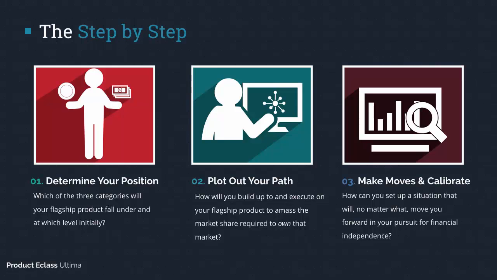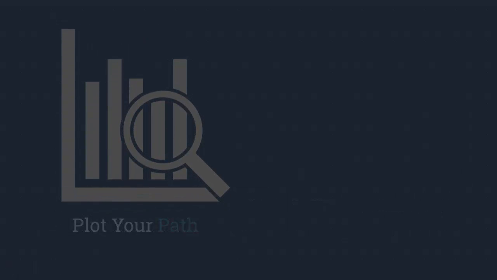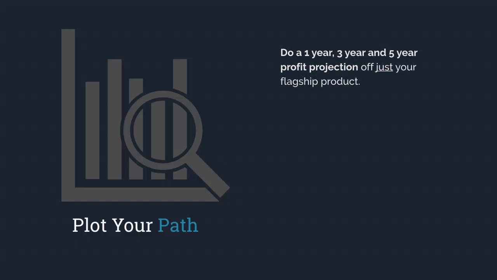So now that we discussed step 1, determine your position, it's time to focus on step 2, which is plotting out your path. When it comes to plotting out your path, here's what you're going to want to do. First, do a 1, 3, and 5-year profit projection off just your flagship product, not the products that will lead to it, not the back end, the products you could sell once a customer comes in and buys your flagship product, purely off your flagship product.